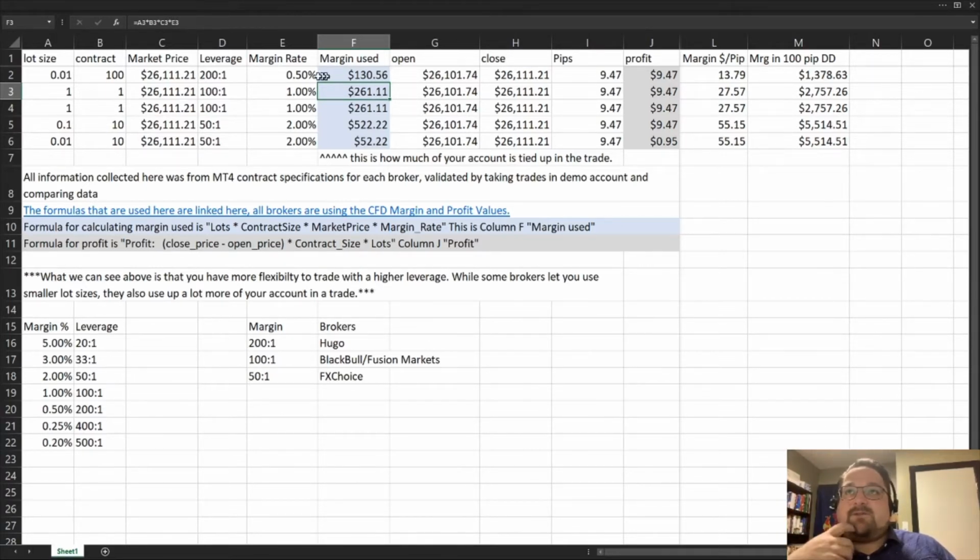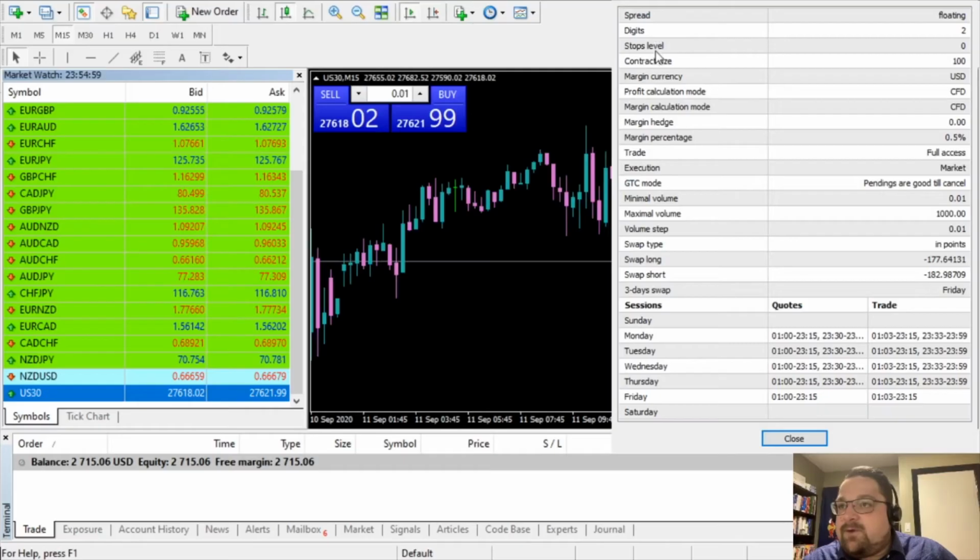You can start to see this relationship. The advantage of using this broker over this broker, it's not the lot size, it's not the fact that you've got a 0.01 here, so you're better off. Because you're actually exactly the same. You have to go in and look at the contract size, right? We're going to go look here, right? Contract size is 100 here.